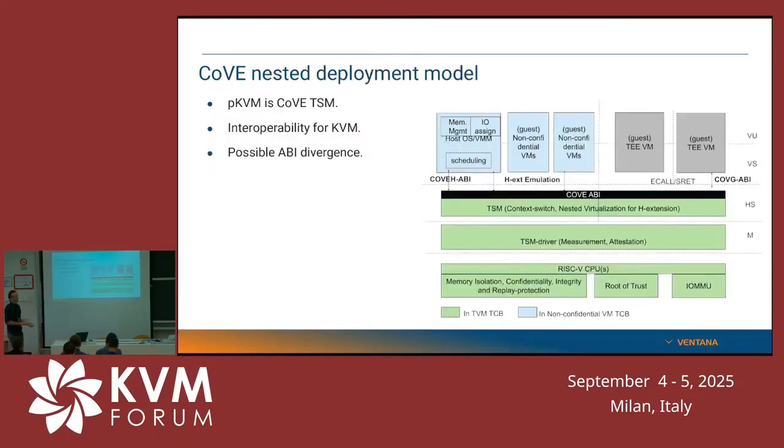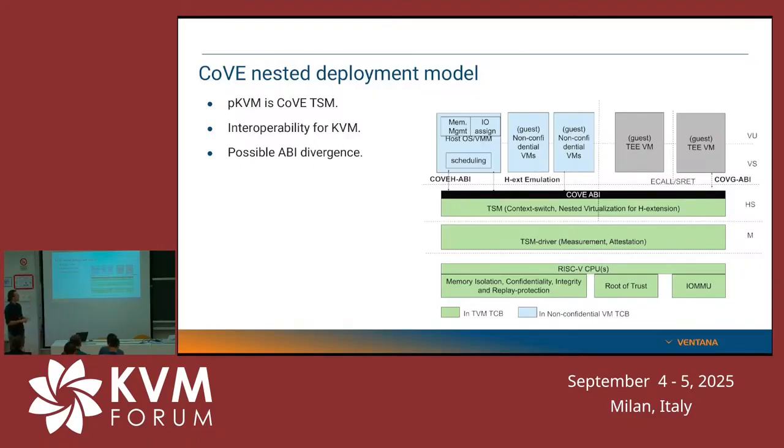So how does the pKVM fit into this code? You can see here that there's an HS mode, and it has TSM, which takes care of context switching, nested virtualization for the H extension. And pKVM would be an implementation of the TSM for CoVE. So it would communicate with the host VMM, which would be Linux in this case, through the CoVE H ABI. This would give the interoperability.